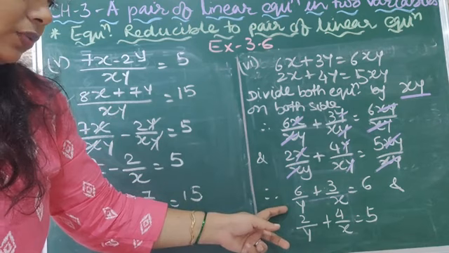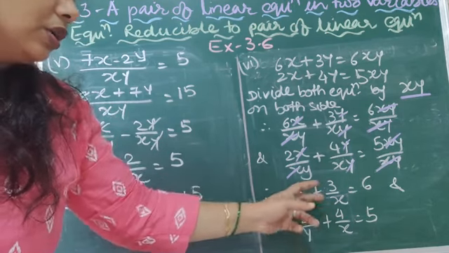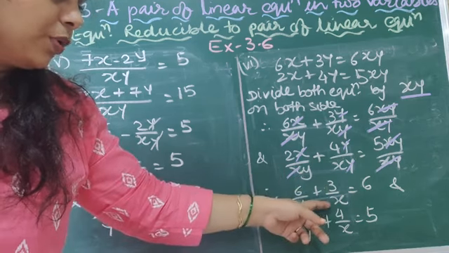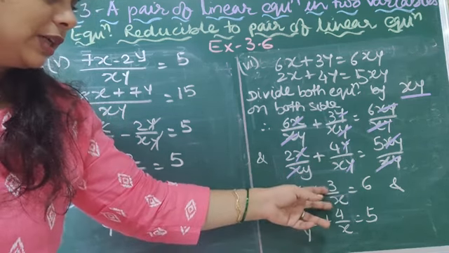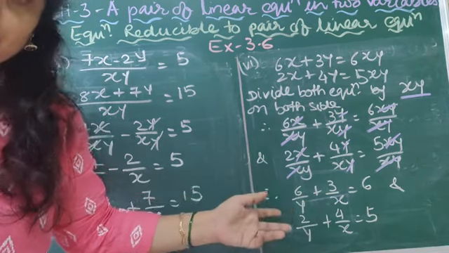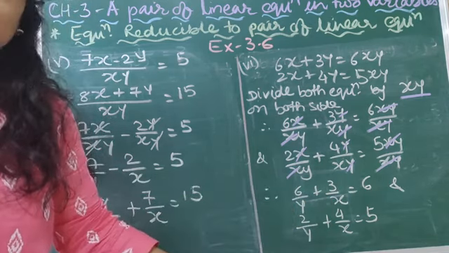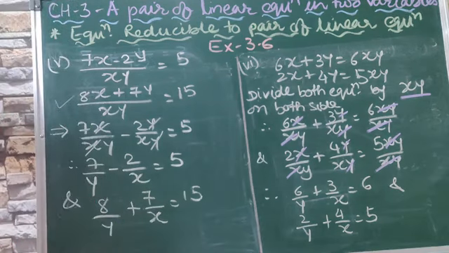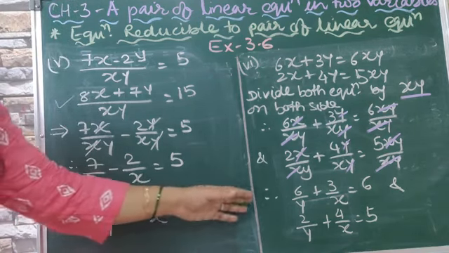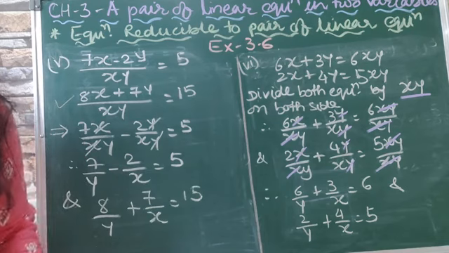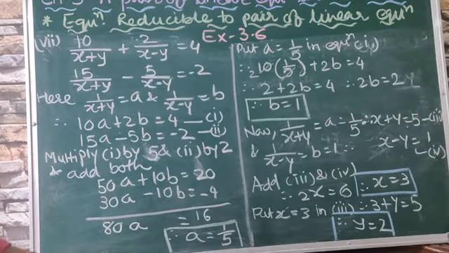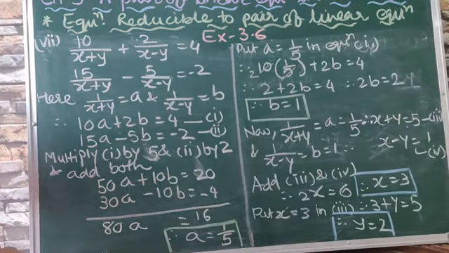1/x = a and 1/y = b, or whatever, you can take this as a and this as b. It is as per your choice. Is it clear? And the next process you can do yourself. Now let's start the next one.